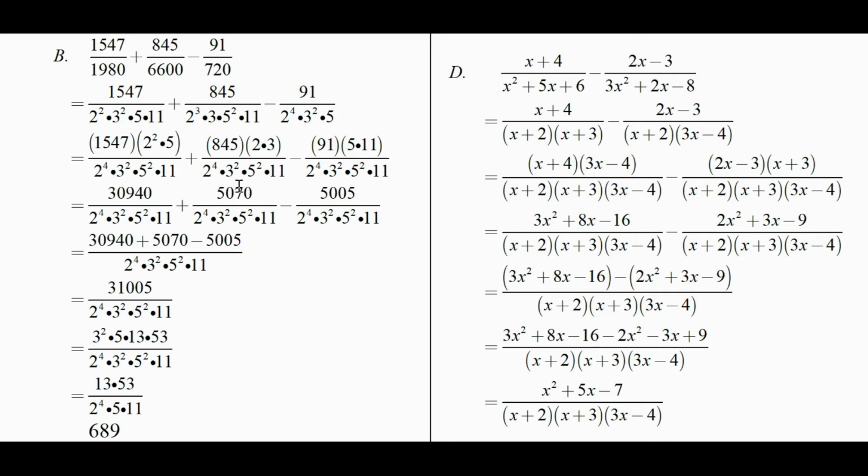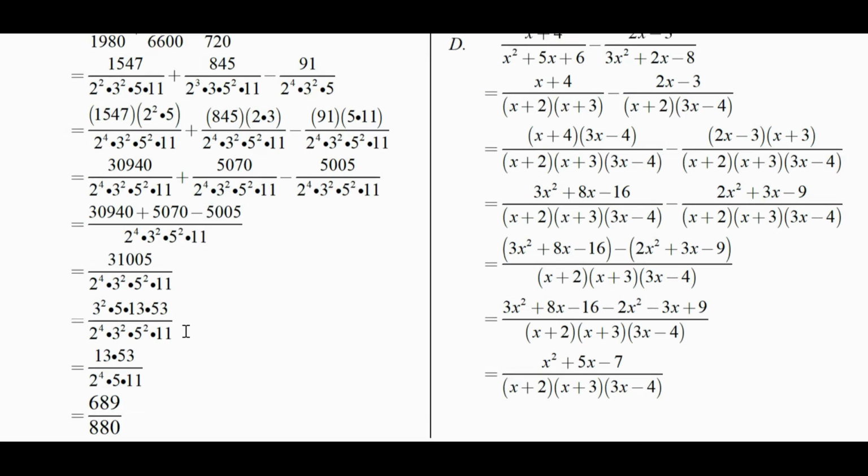Multiply these numerators together, we get that. Get a common denominator here, make it one fraction, put the numerators together, add and subtract there, we get 31,005. That factors as 3 squared times 5 times 13 times 53.